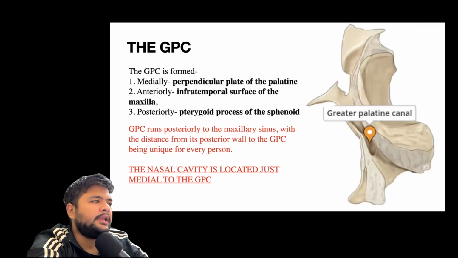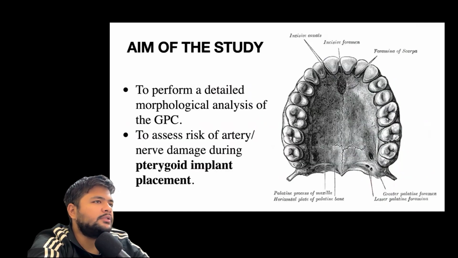The greater palatine canal runs posteriorly to the maxillary sinus, with the distance from its posterior wall to the greater palatine canal being unique for every person. The nasal cavity is located just medial to the greater palatine canal. The aim of this study was to perform a detailed morphological analysis of the greater palatine canal, to assess the risk of artery and nerve damage during pterygoid implant placement.